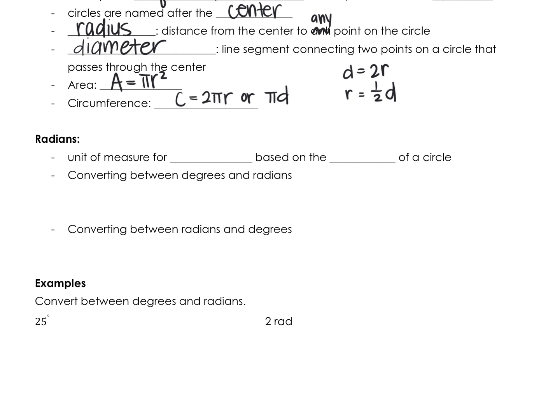We're also going to talk about something called radians. So normally when we talk about measures of angles in circles, we talk about degrees. A radian is a unit of measure for angles based on the radius of a circle. So it's another method to represent angle measures in a circle without degrees.